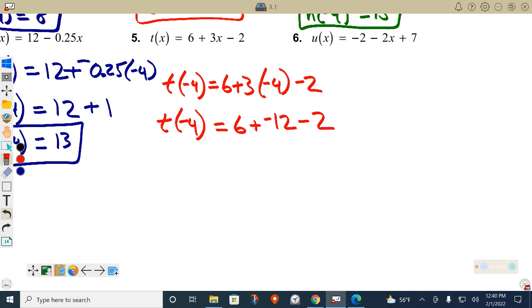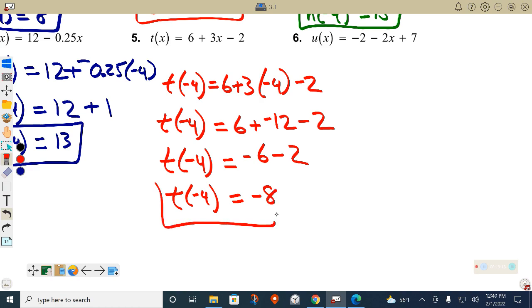I'll just go from left to right. t at negative 4 is going to be 6 plus negative 12, I want to say is a negative 6. And then I got a minus 2 now. So t at negative 4 is going to be a negative 8. Again, assuming my coffee kicked in. I'm craving some coffee, by the way. Where's my coffee cup? There it is. Last one.